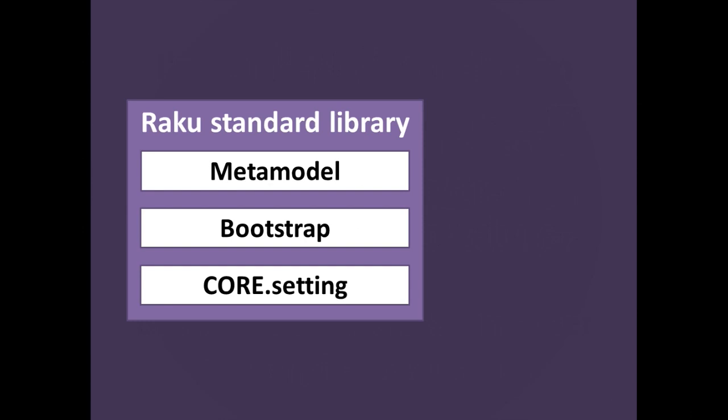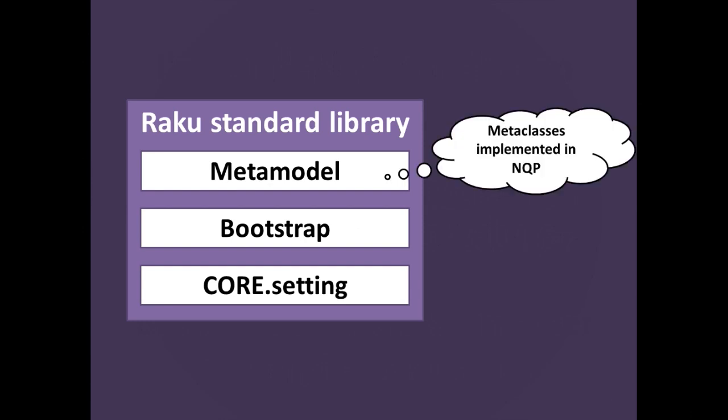It comes in 3 parts. One of them is the meta model. This is meta classes. We write them in NQP, which is a subset of Raku. Meta classes say things like, what does it mean to be a class? How do we find methods? What does it mean to be a role? How does composition work? How do we type check things against each other? All those semantics live in the meta class implementation.